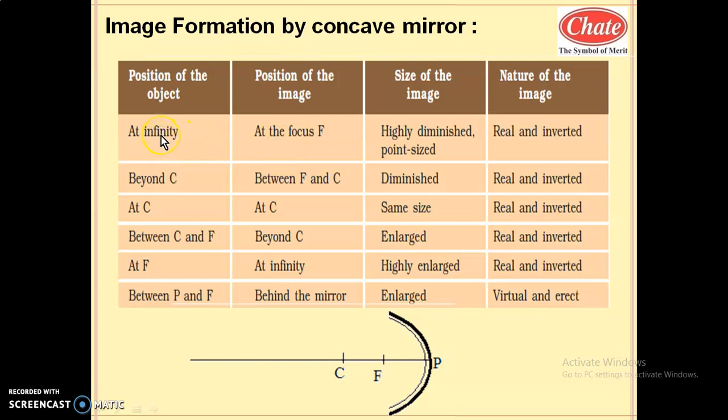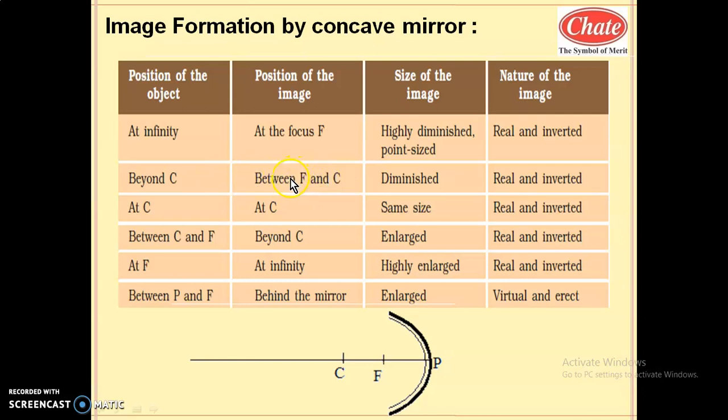When the object is at infinity, the image is at focus. So the reverse case is here: when the object is at focus, the image will be at infinity. When the object is at C, the image is also at C. When the object is beyond C, the image is between F and C. So when the object is at C, the image is at C. When the object is beyond C, going away from C, the image shifts beside the C, between F and C, that is toward the mirror.